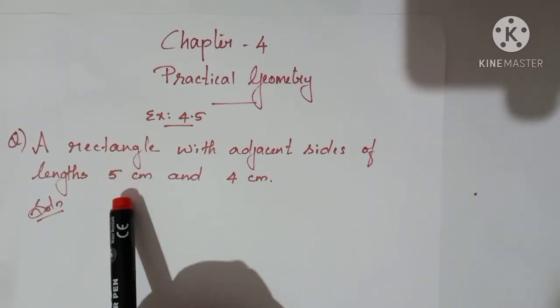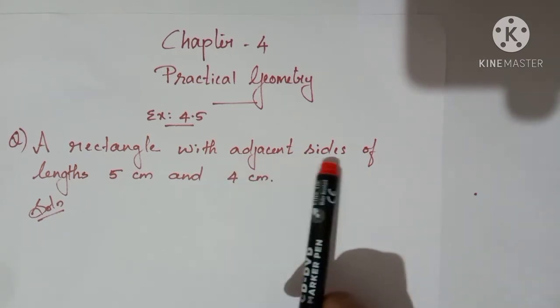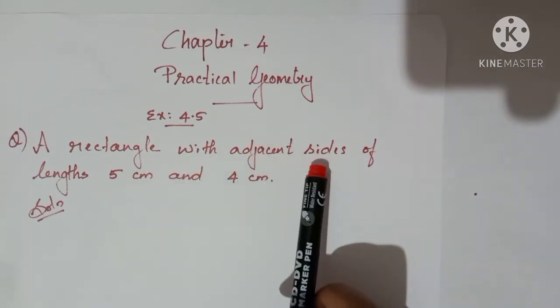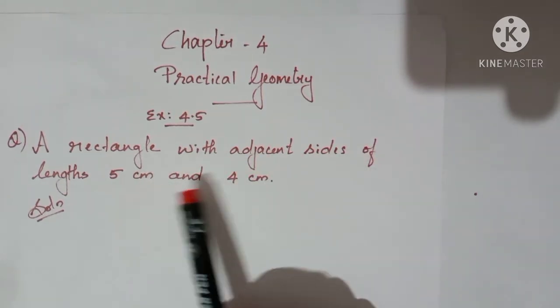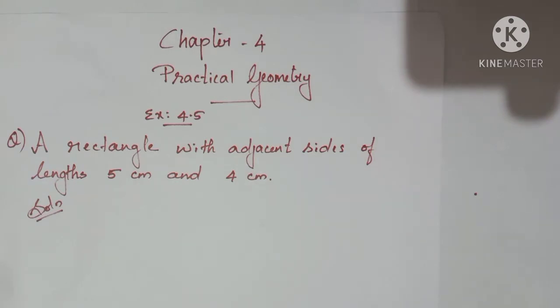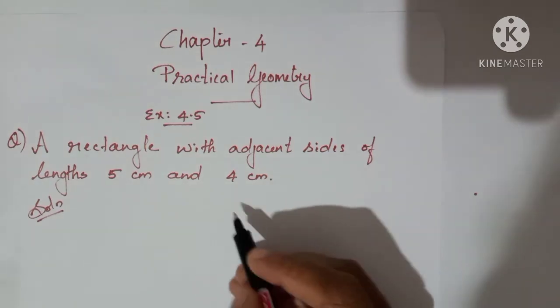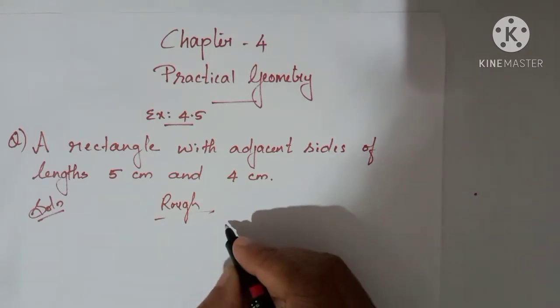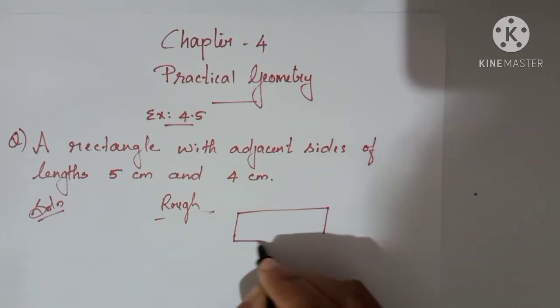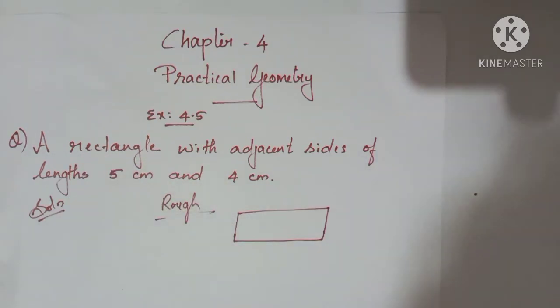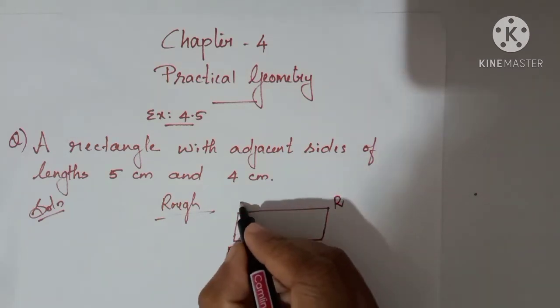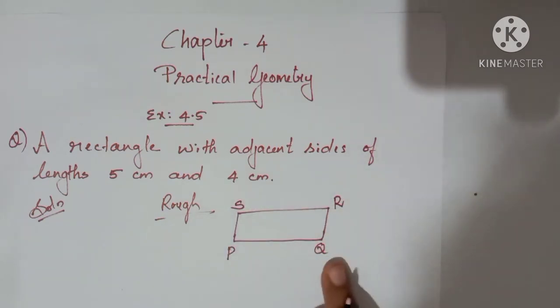Here two adjacent sides are given. A rectangle with adjacent sides of length 5 cm and 4 cm. First, what do you want to do? You want to draw the rough sketch. Now we are going to draw the rough sketch. Draw a rectangle. Here they did not mention any name for the rectangle, so we can take PQRS. We have given the name PQRS.